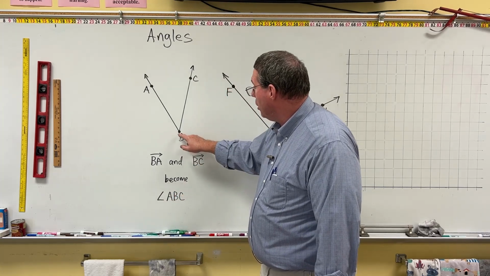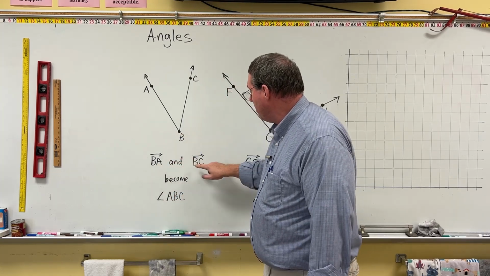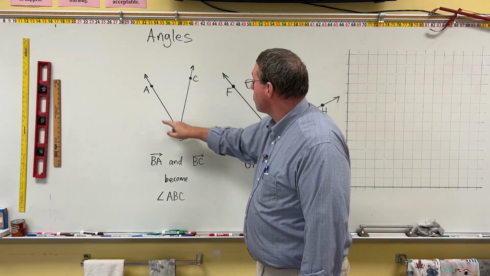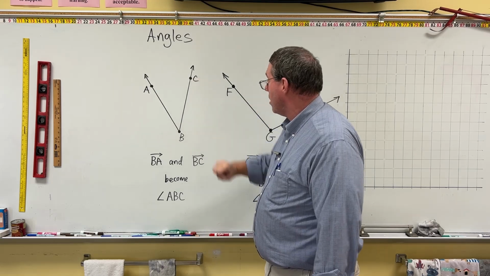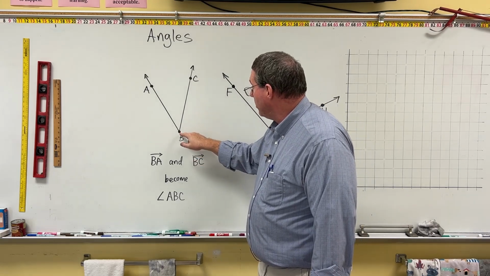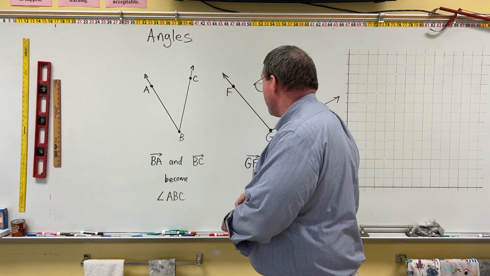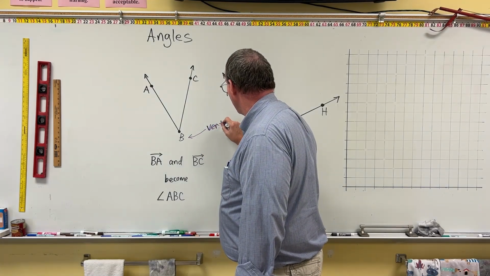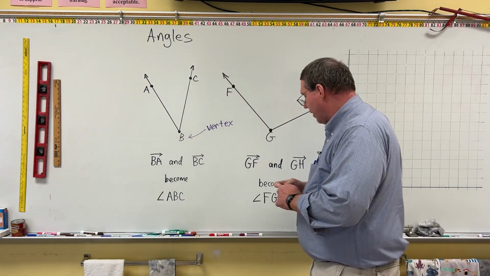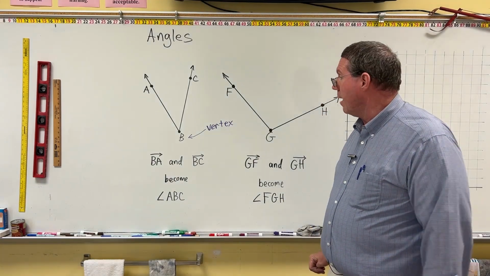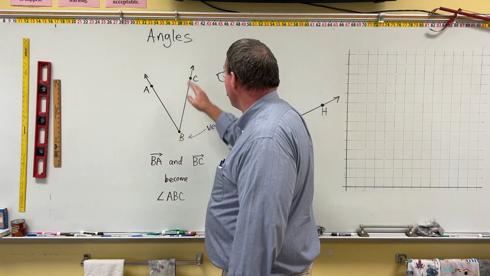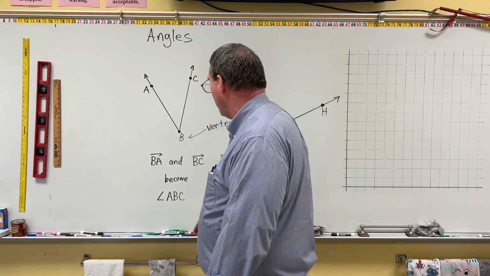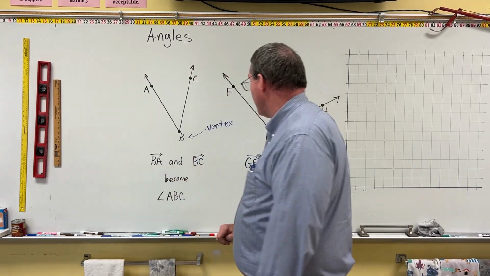ABC. We always put the intersecting point of the angle in the middle between the other two letters. So it's angle ABC. The intersecting point B has a special name. It's called the vertex of the angle, okay? And so angle ABC has its vertex at B, which is the intersecting point between BA and BC.